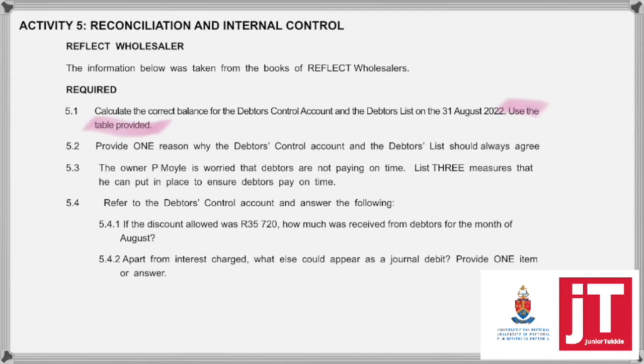And they ask you, if the discount allowed is 35,720 Rand, how much was received from the debtors for the month of August? So we'll look at that. And then apart from the interest charged, what else could appear in the journal debit? So you have to just think about the general journal transactions and what can be debited in the general journal. And we'll look at that as well.